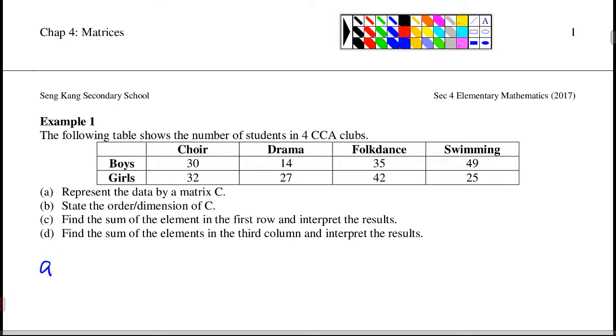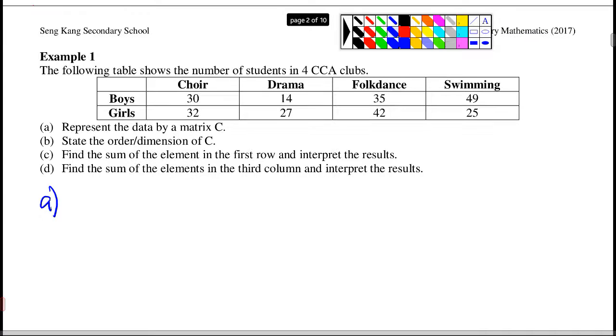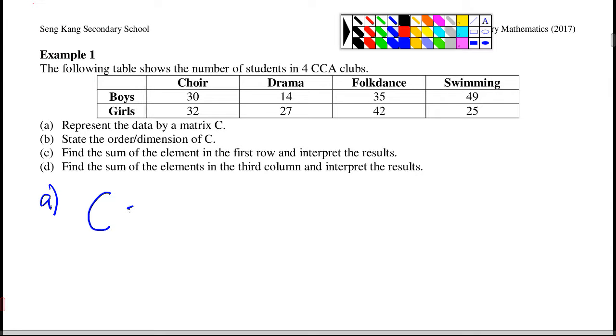So in A, it says matrix C, right? A matrix is always represented by a capital letter. So I have C equals, I have a bracket, and then the elements are inside. This is how a matrix looks, just like how we did earlier. So what do you think you want to put? Definitely 13, 14, 45, and so on, right? So what we do is very simple. We just write down the numbers as we see them.